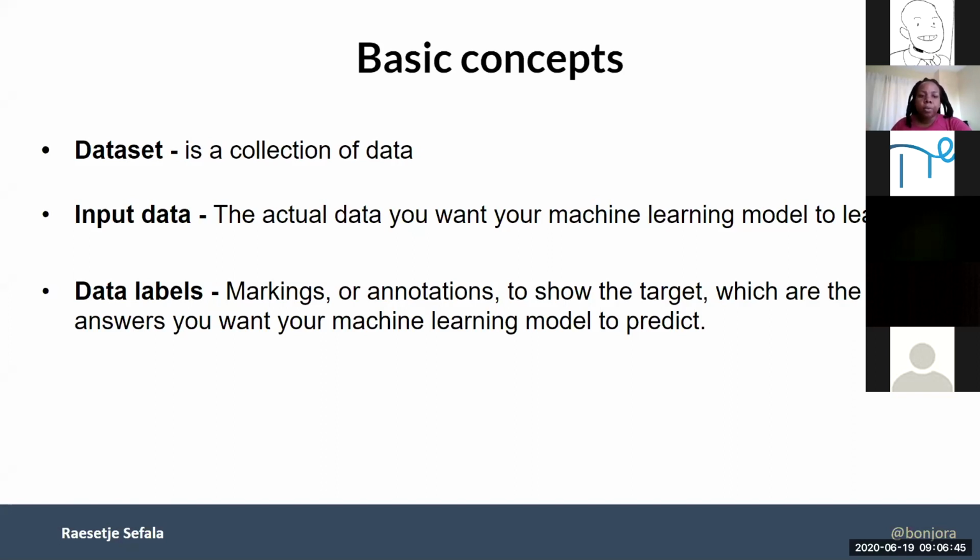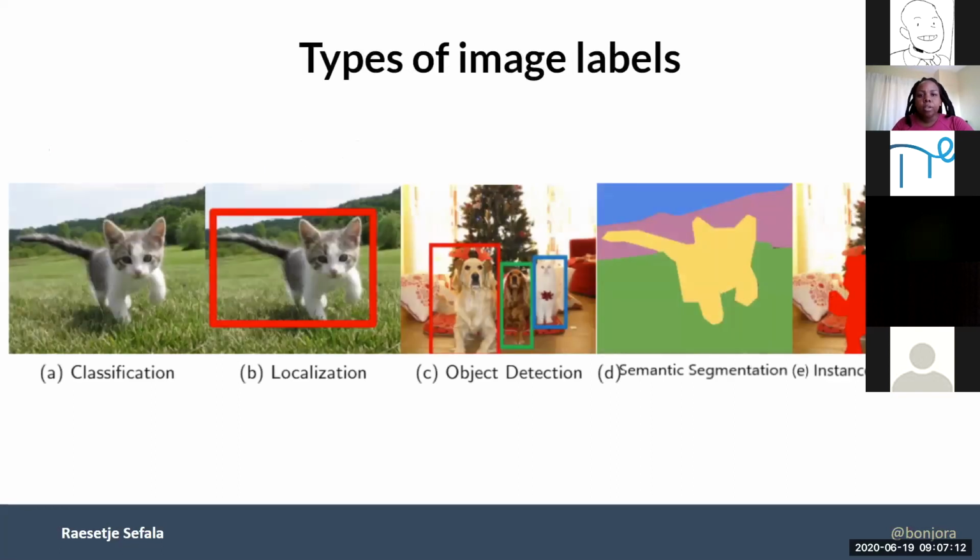However, we also have data labels, which are like markings or annotations, which are sort of answers to your machine learning model. So if the whole image is of a dog, you want your label to say dog, so that you can actually expect that as an output. So there are different types of labels that you can make.